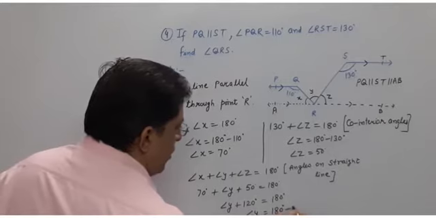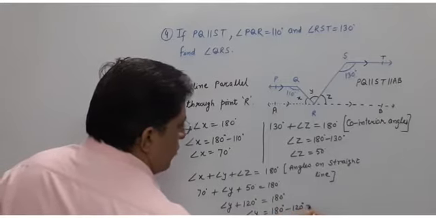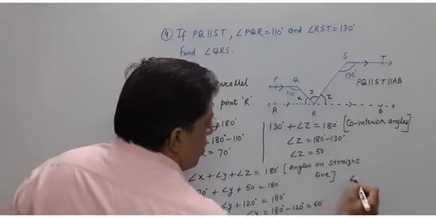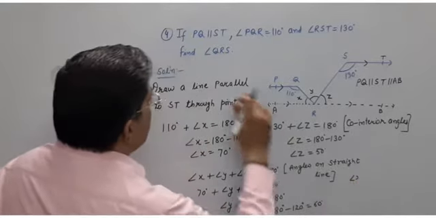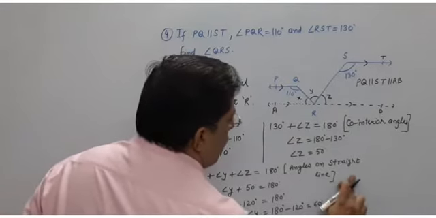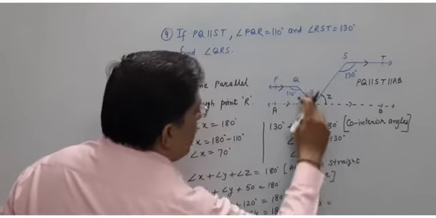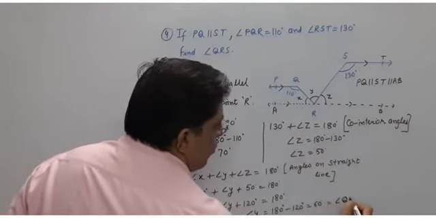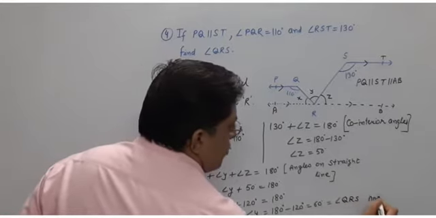180 degree minus 120 degree. This is your 60 degree. Then x, QRS. QRS. It means I want what? QRS is what actually? Y. You can write QRS.